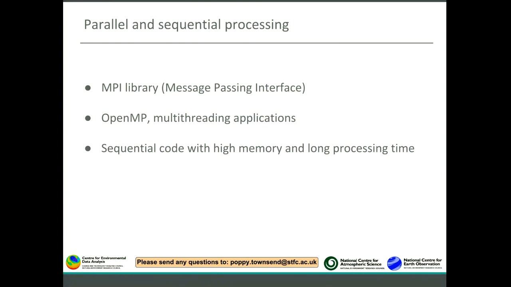Also, for parallel and sequential processing, if they are using compute power, they are using libraries for passing communication between processes that cannot be done on a SAI machine. And you can also have non-parallel, sequential codes that need to run for longer and use high memory. Then use LOTUS.